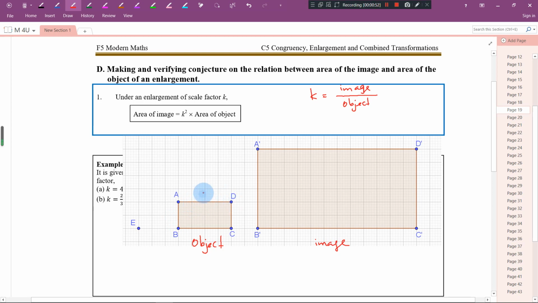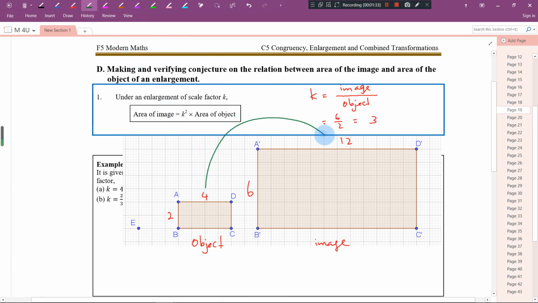1, 2, 3, 4. 4 units. 1, 2, 2 units. So how about the image? 1, 2, 3, 4, 5, 6, 7, 8, 9, 10, 11, 12. 12 units. How about the width? 1, 2, 3, 4, 5, 6. 6 units. To determine the K, the scale factor, you can take 12 divided by 4 or 6 divided by 2. Both will give you the correct answer. 6 divided by 2 is equal to 3. So the scale factor of this enlargement is 3.